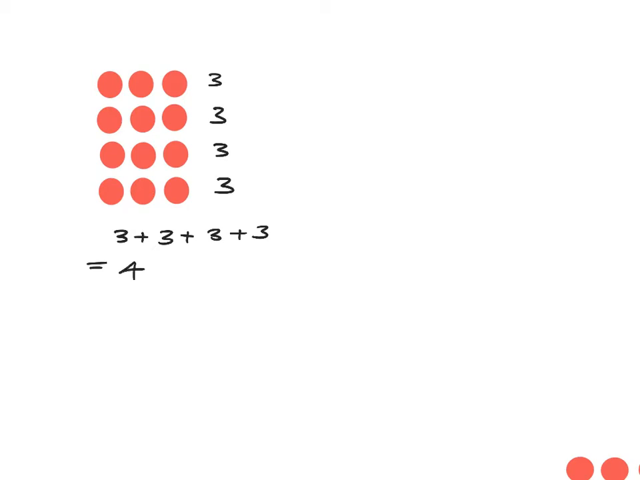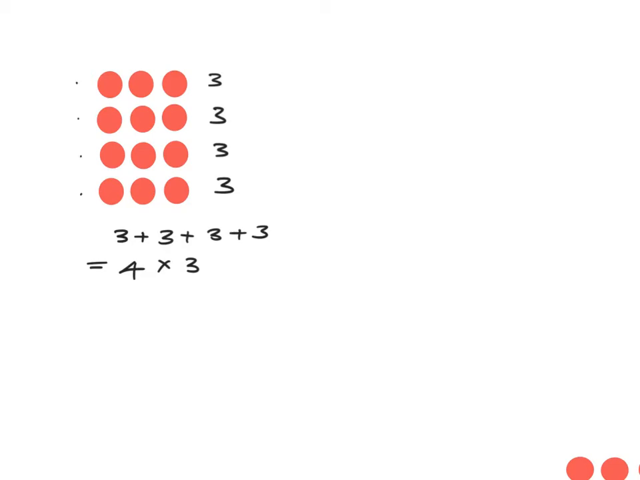In other words, what we've got here is I've got 1, 2, 3, 4 lots, 4 rows with 3 in each row, which we write like that, 4 multiplied by 3. 4 lots of 3, 4 rows with 3 in each row. So 3 plus 3 plus 3 plus 3 is just the same as 4 times 3.